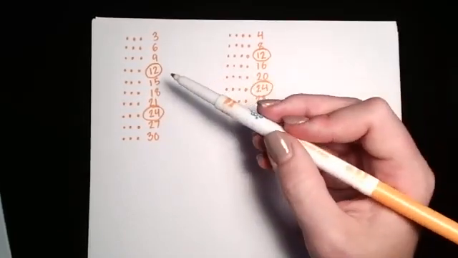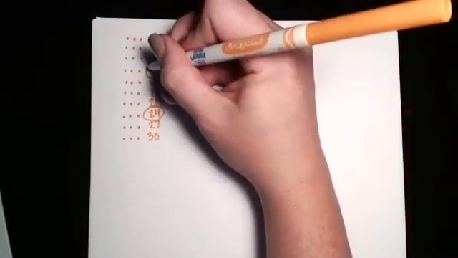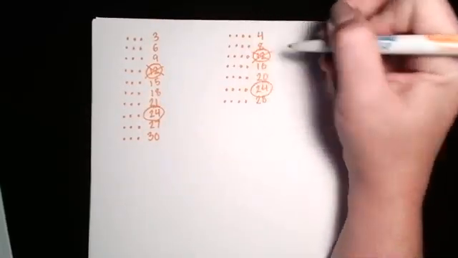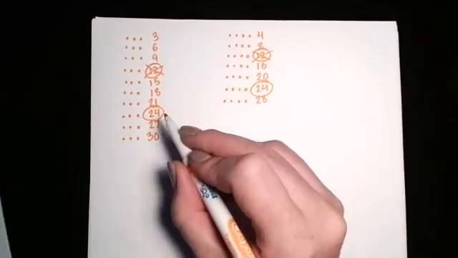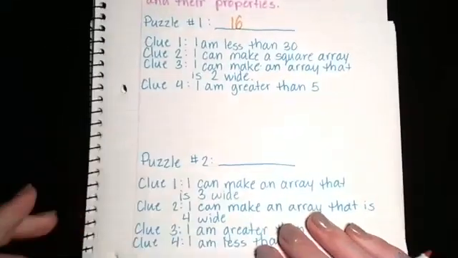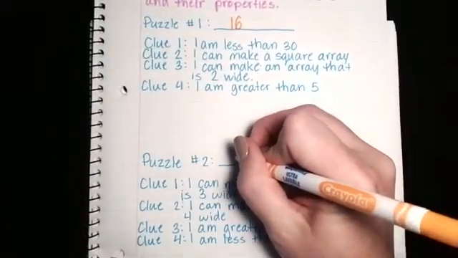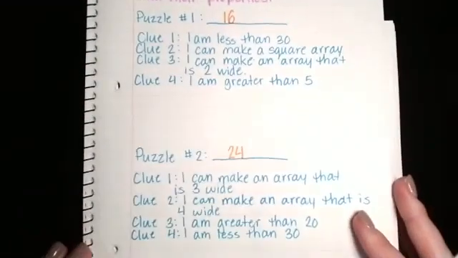But if you remember, one of my other clues was I am greater than 20. Well, 12 is not greater than 20. So my final answer is going to be the only one that's greater than 20, less than 30 on both of these, and that is 24. Okay, so my final answer is going to be 24 here. All right, so let me keep this here for a second.